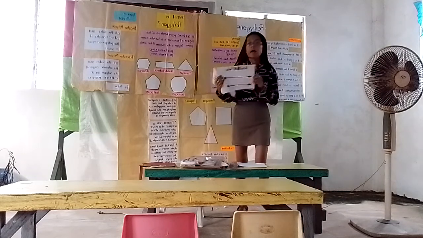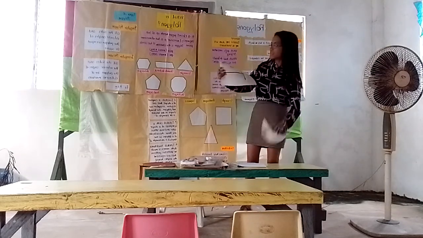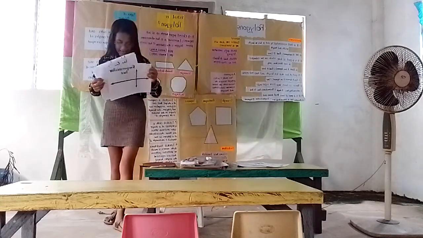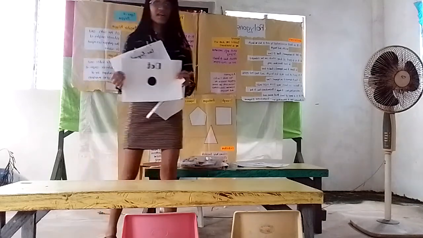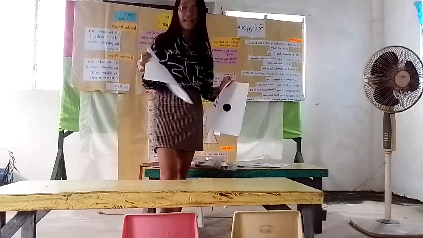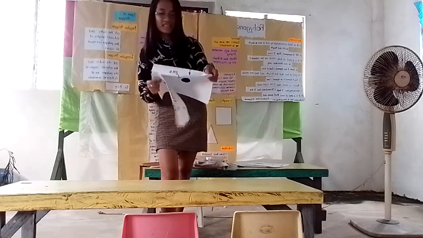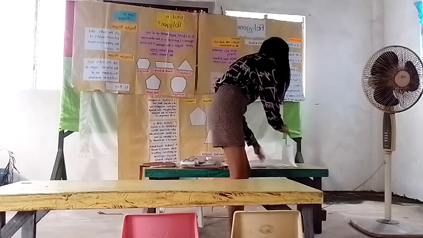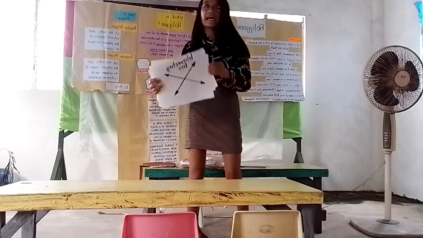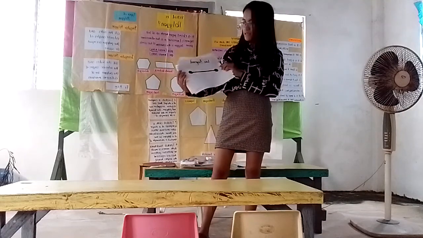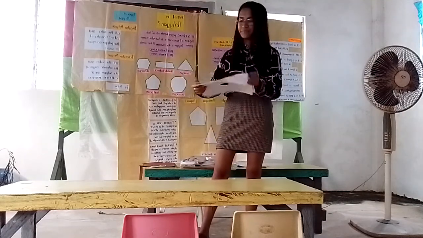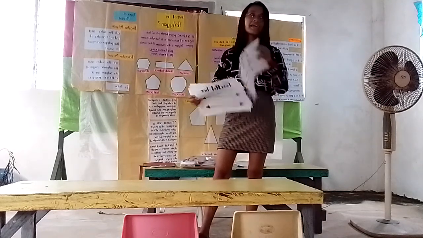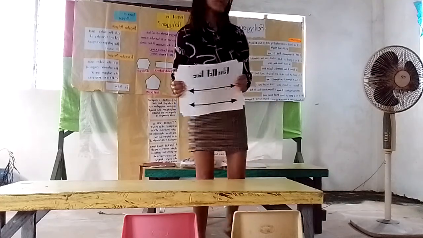First is the parallel line. The second one is the perpendicular line. Next is the dot. Next is the line segment. Next is the intersecting line. So again: intersecting line, line segment, dot, perpendicular line, and the last one is the parallel line.